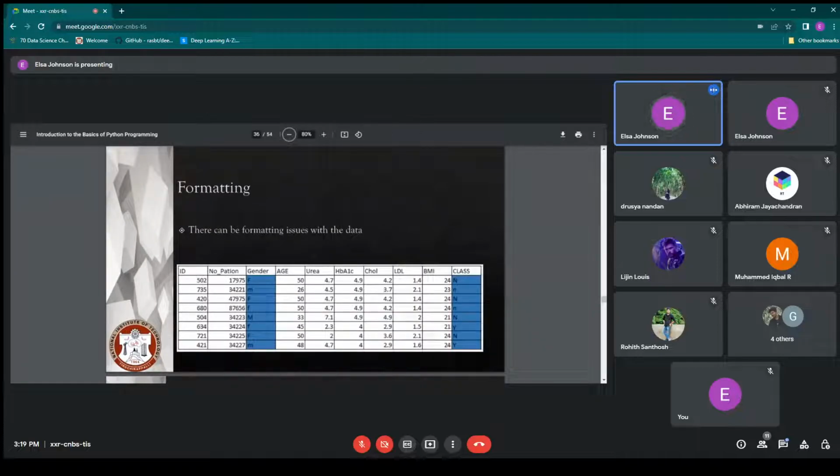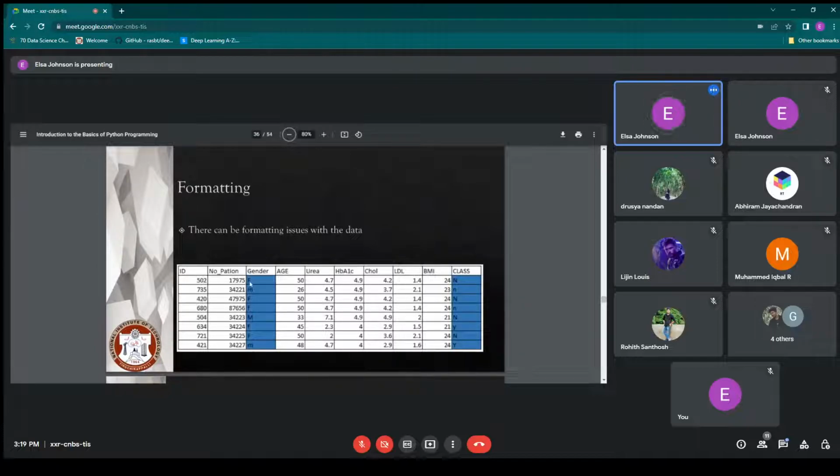Now, formatting issues with the data have to be prevented. For example, in the gender column, here there is a capital F, small f, capital M, and a small m. If you look at this data, actually there are only two classes, either female or male in this particular data.